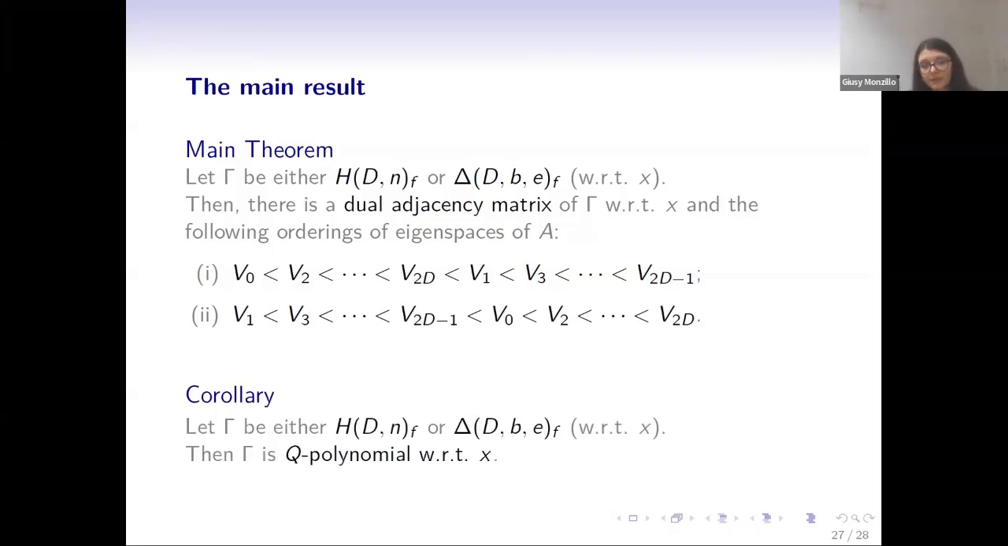Okay, and then this means that by definition, these two graphs are Q-polynomial with respect to a fixed vertex in each case. Okay, let's see, I'm almost done with my talk.